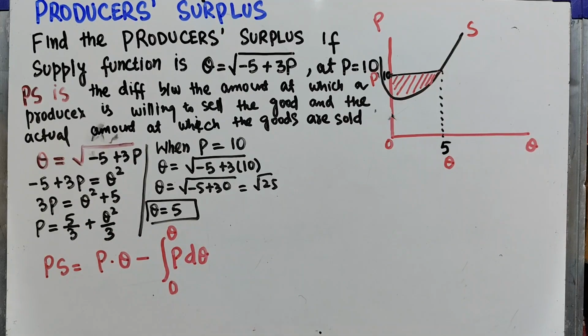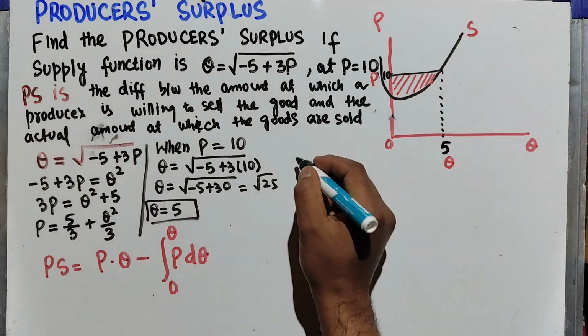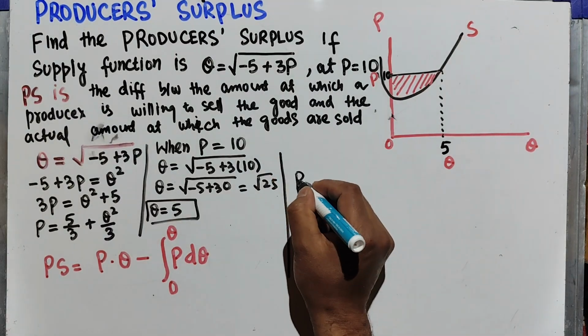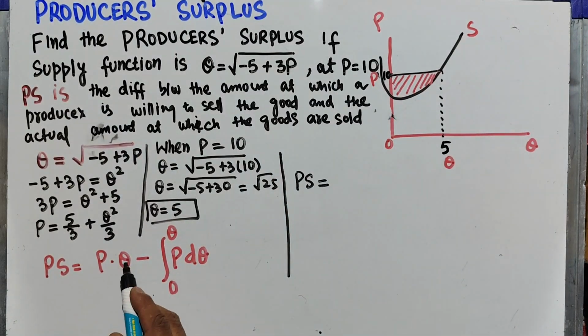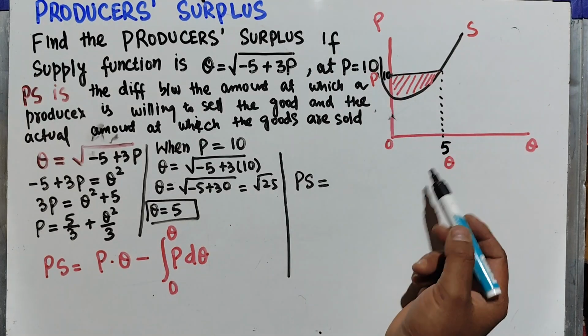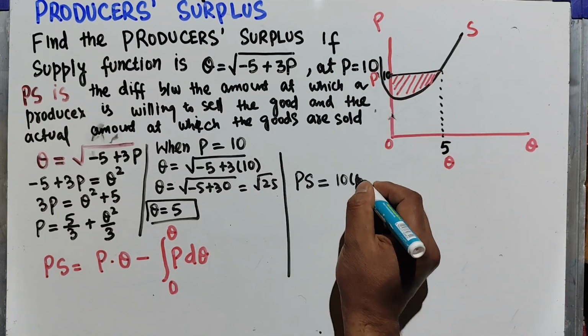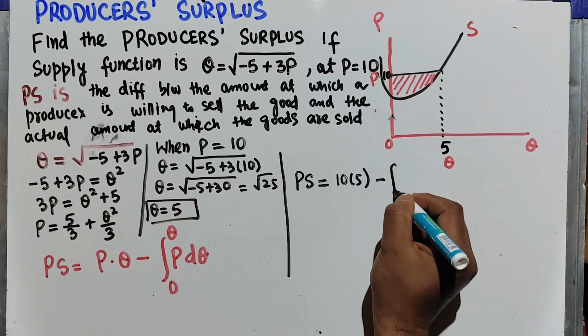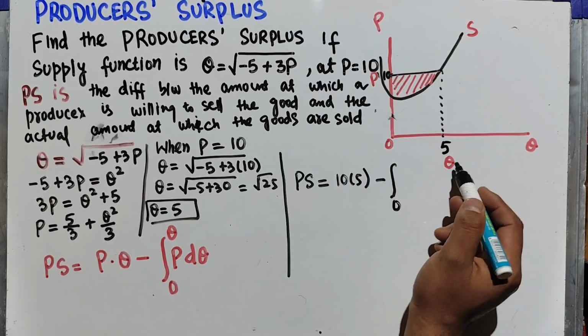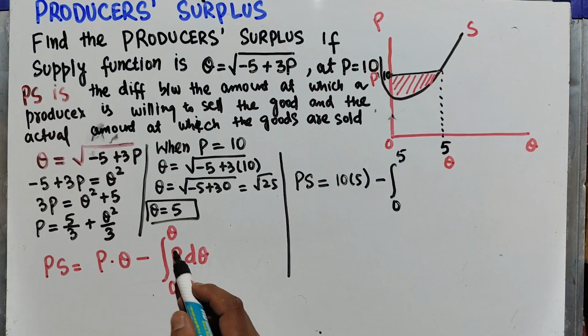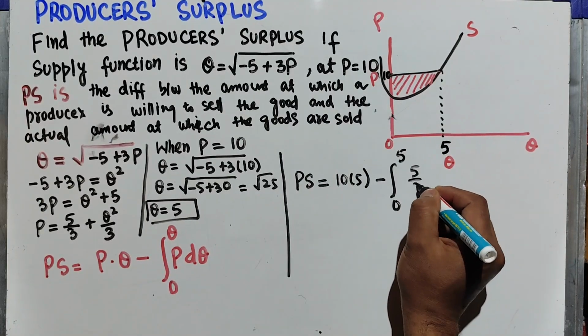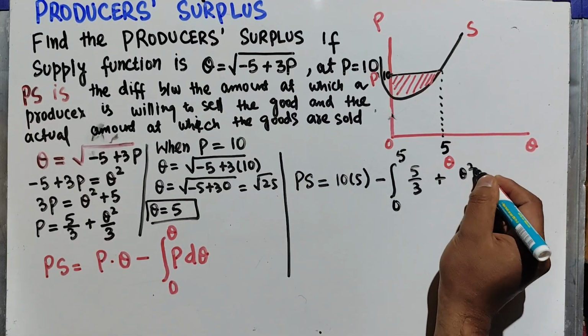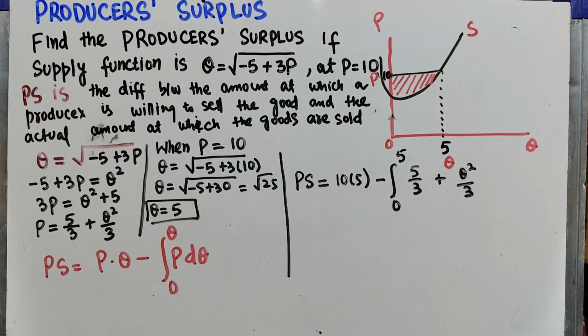We need to integrate it with respect to Q. So producer surplus will be equal to P into Q, where we got the equilibrium price and output as 10 and 5. From this we subtract the definite integral from 0 to the equilibrium quantity, which is 5, of the supply function, that is 5 upon 3 plus Q square upon 3. Now we need to integrate it. Let us do the integration here.